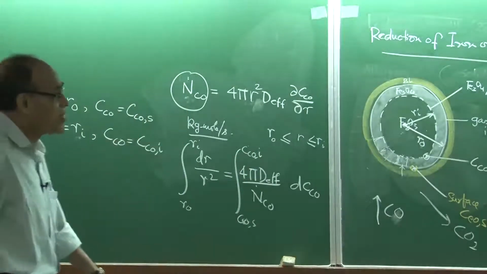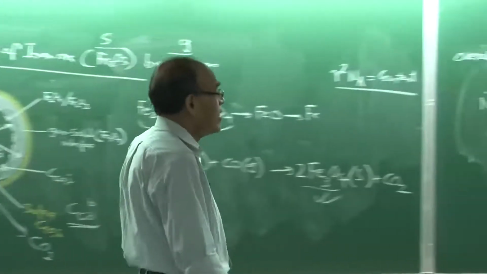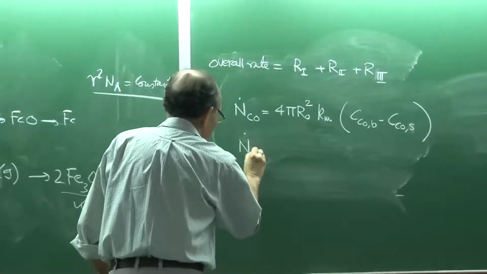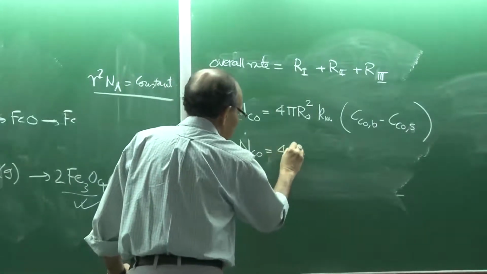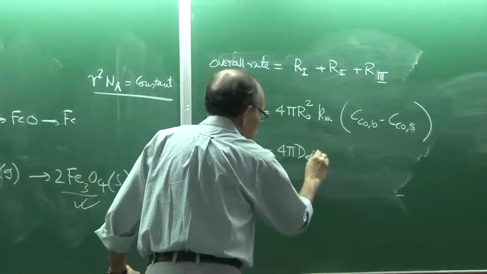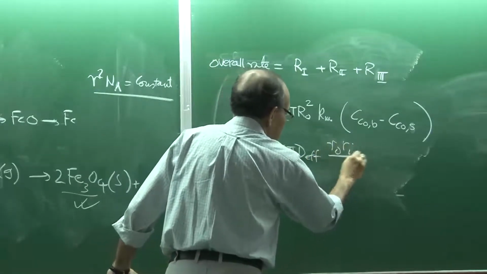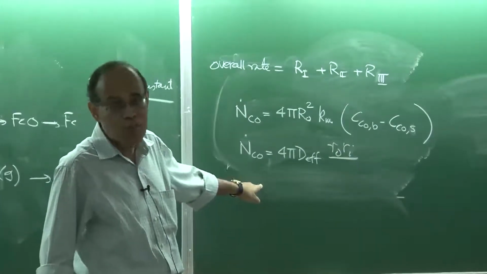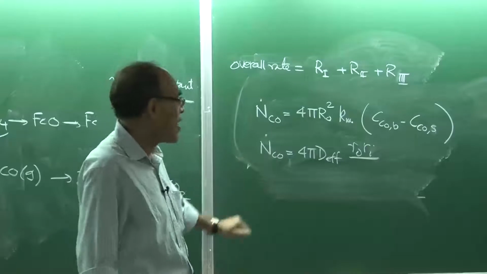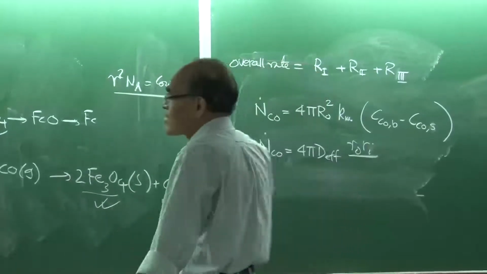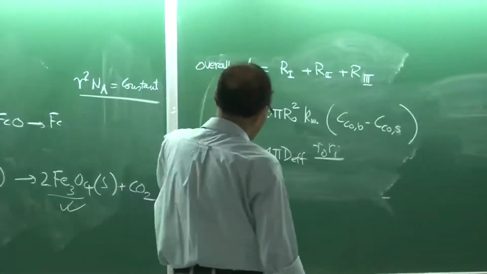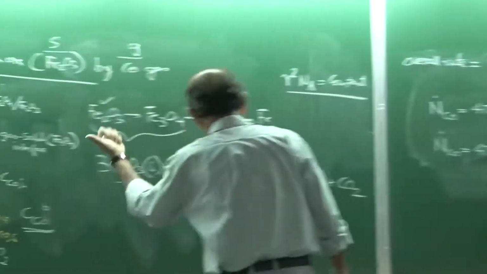If you integrate this term, as we have already derived, N dot CO comes out to be 4 pi D effective R0 Ri. This is derived in the context of when I showed that the Sherwood number is equal to 2. This is the exact equation that I derived earlier, and in this case, the rate of transport is going to be related to the flux expression, and that flux is from the outside to the inside.